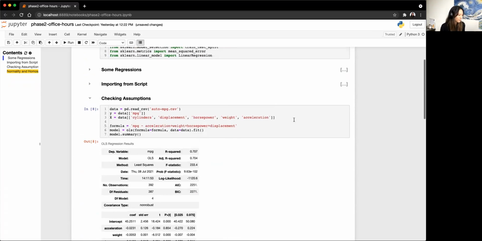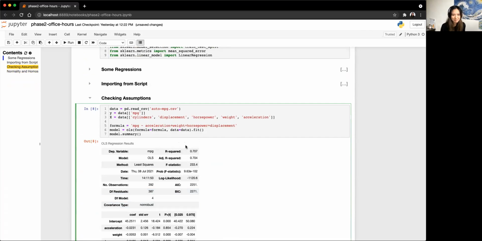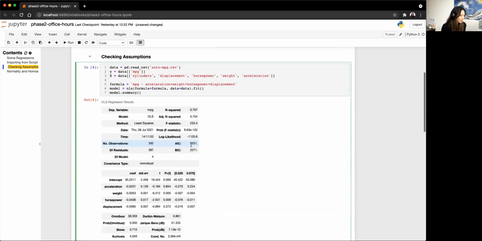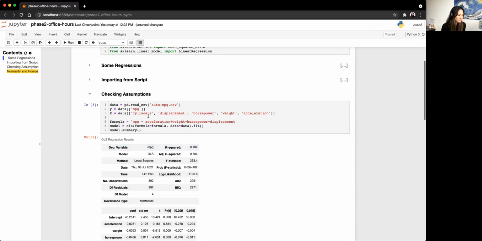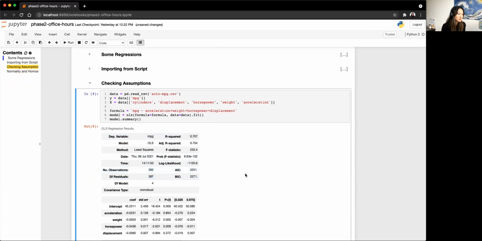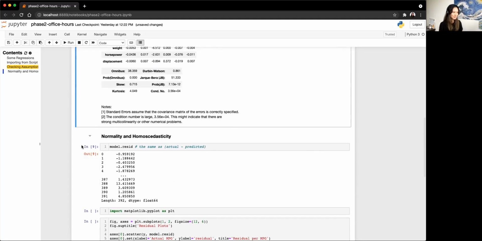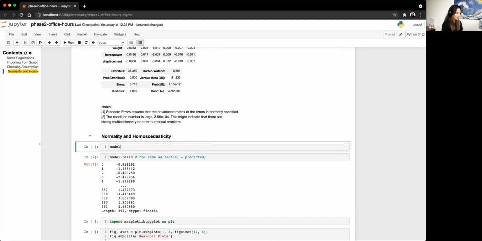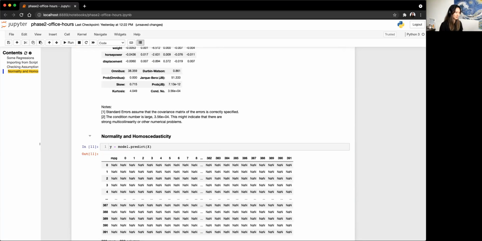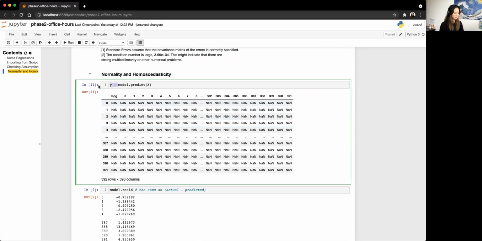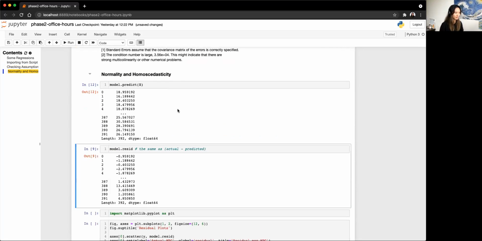For this case, I didn't do a train test split here. Therefore, the number of rows in my resid matches my input. These inputs have 392 observations, so I have 392 residuals. This is exactly the same as doing y minus model.predict(x). Oops, that's not what I wanted to do. Okay, never mind. It'll just be the actual value minus this.